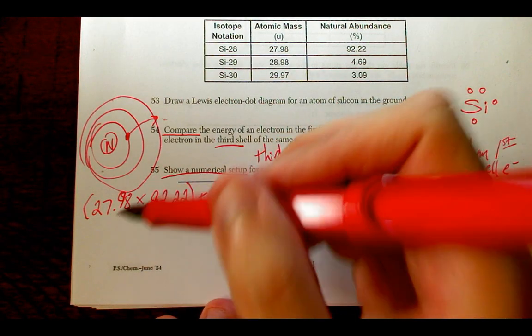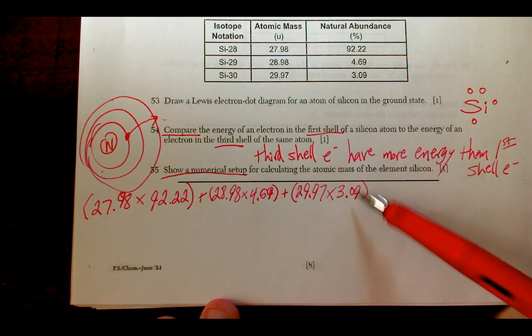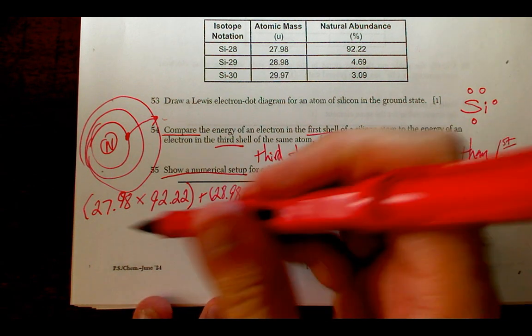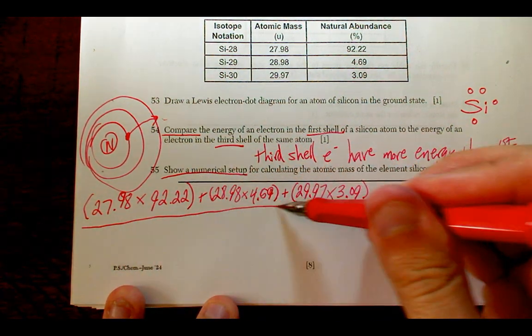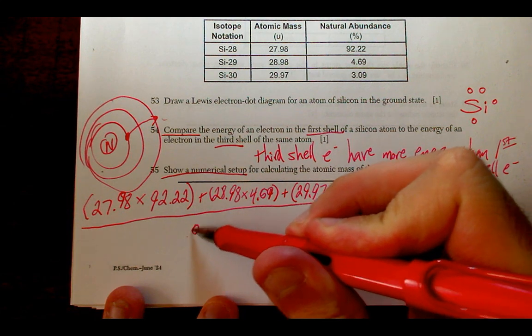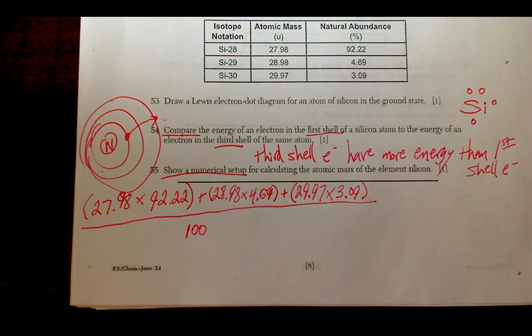So you can do this multiplication here, you do this multiplication here, you do this multiplication there, add those 3 numbers up, and then just once you do that, the whole thing divided by 100. That's one way to do it.